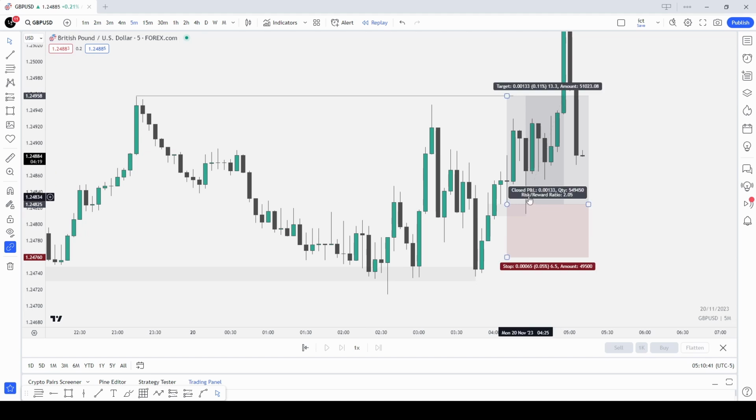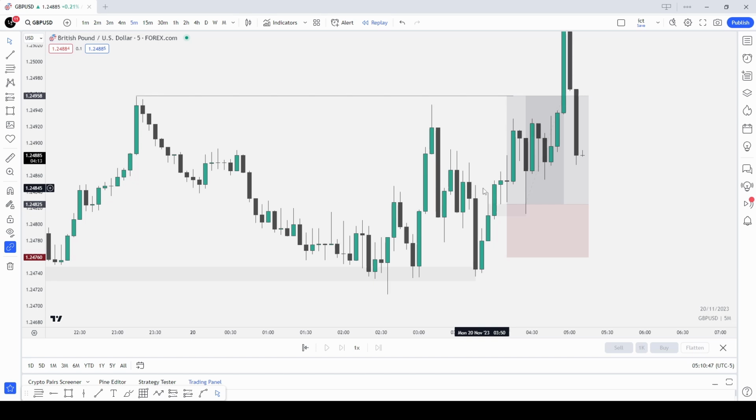As you can see, that is how we use the rebalance redelivered PD array to expect gaps not to be closed and actually left open. We are inside this balanced price range here, which gives us even more confirmation to go long and take out these Asian highs up here.